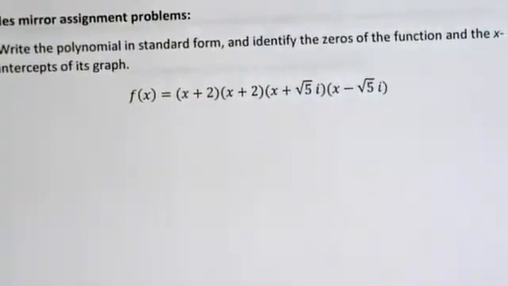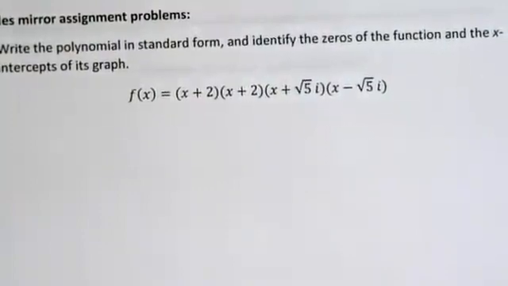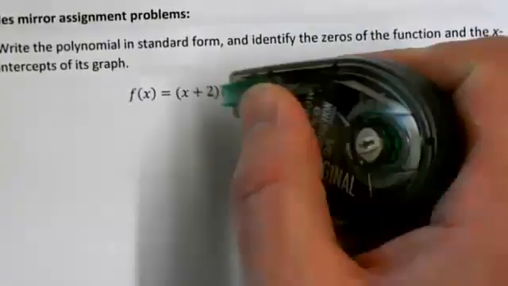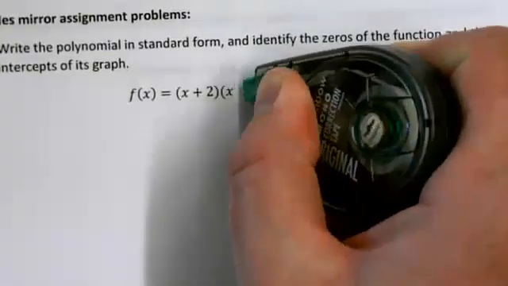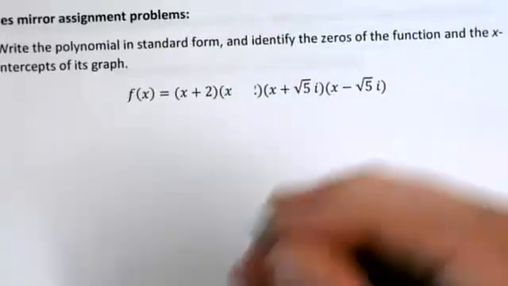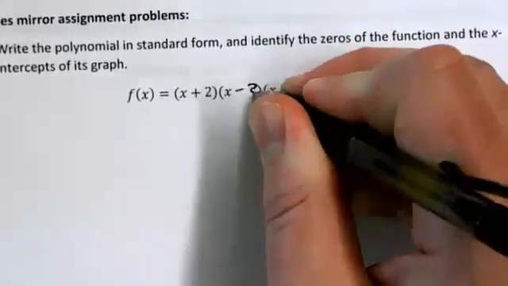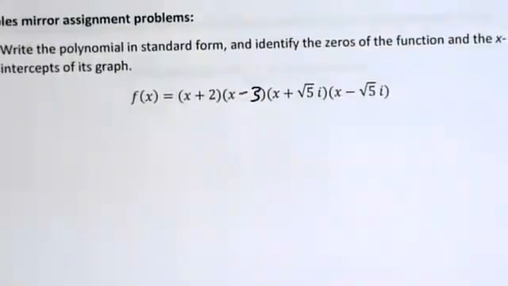So let's do the easy part first, which is identifying the zeros. So what do I know by looking at this? And actually, there's a typo here. Let me fix this. This does not match what you see on your paper. Yours says -3 here.